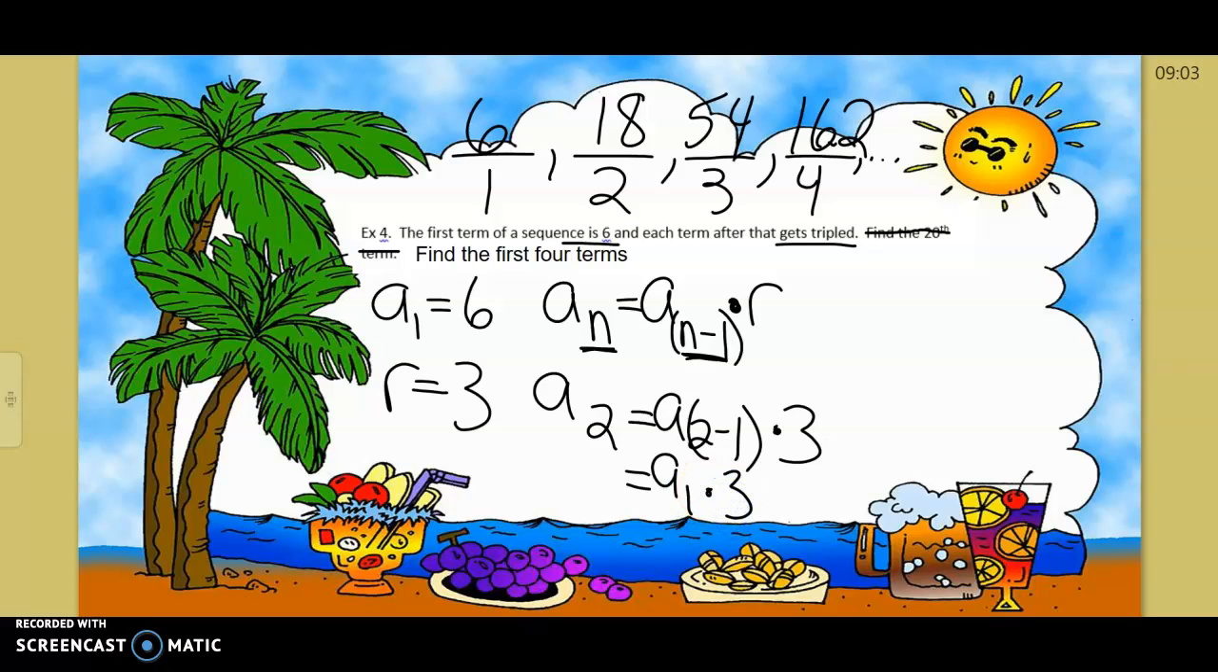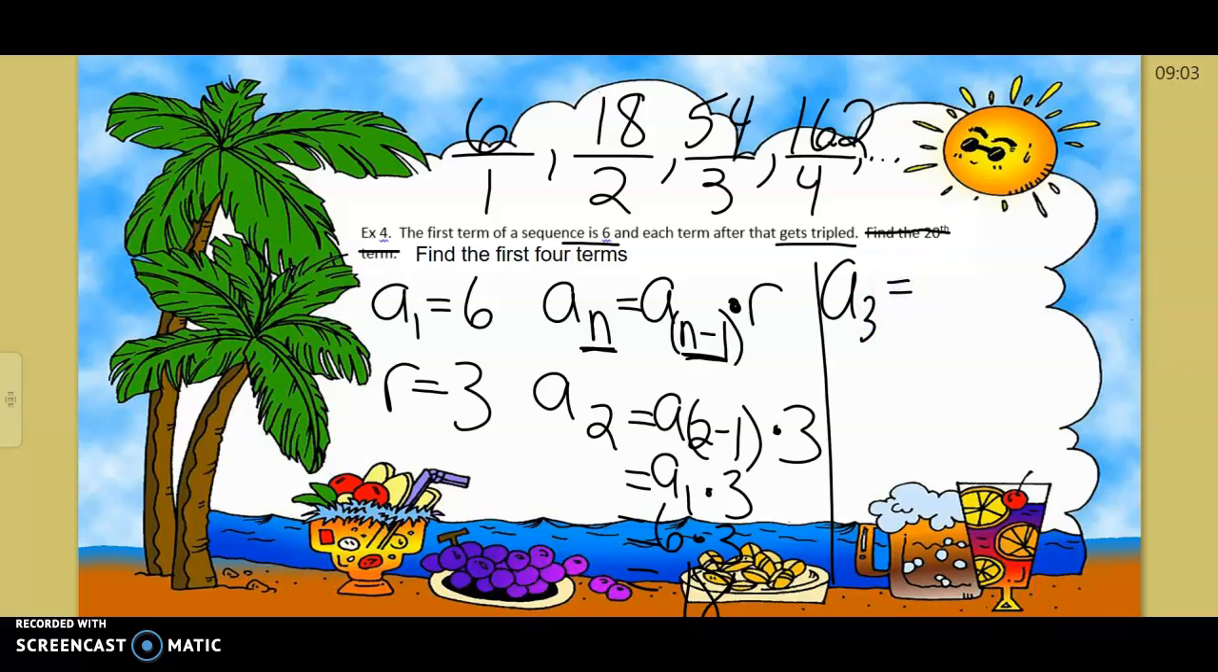What was the number in the first term? What was the number in the first spot? 6. So it's just 6 times 3, and we already know it's 18. So that's just the work for how you would figure that out. Sorry that it went on to that hard part that's difficult to read, but hopefully you followed along with me. Let's do it one more time.